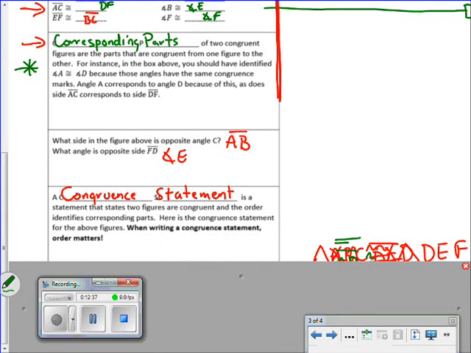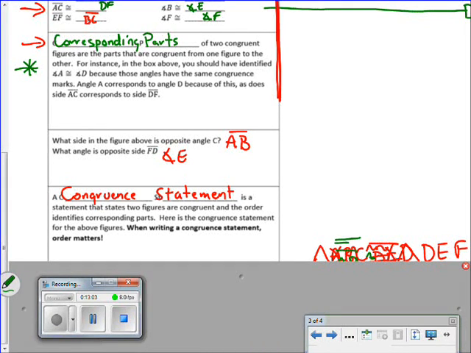All right, a congruent statement is a statement that has a congruence mark, not an equal sign. Equal signs make equations. Congruent statements have a congruence mark in it, okay? So a congruent statement is a statement that states two figures are congruent, and the order of the letters that identify these triangles are congruent. The order identifies which parts are corresponding to each other. Here's a congruent statement for the above figures, that triangle ABC is congruent to triangle DEF.